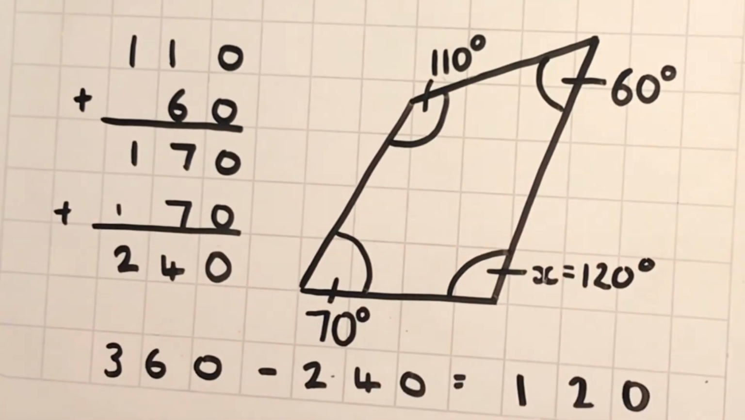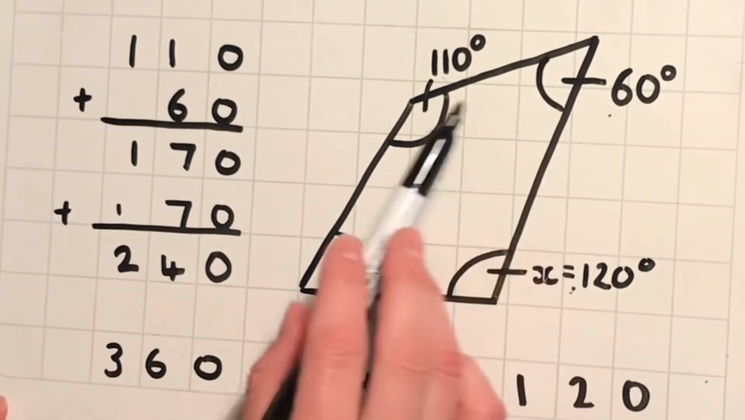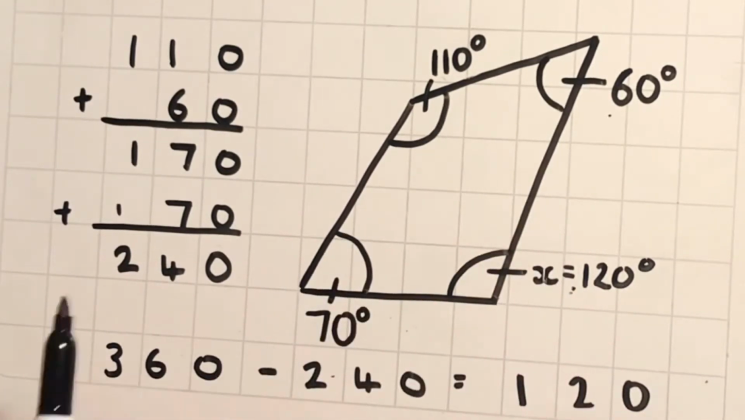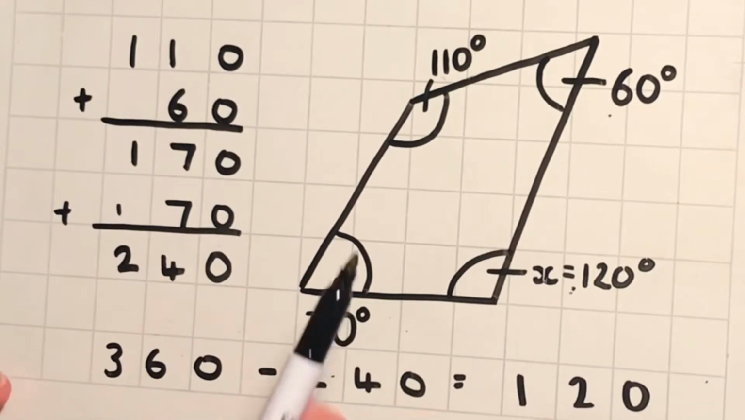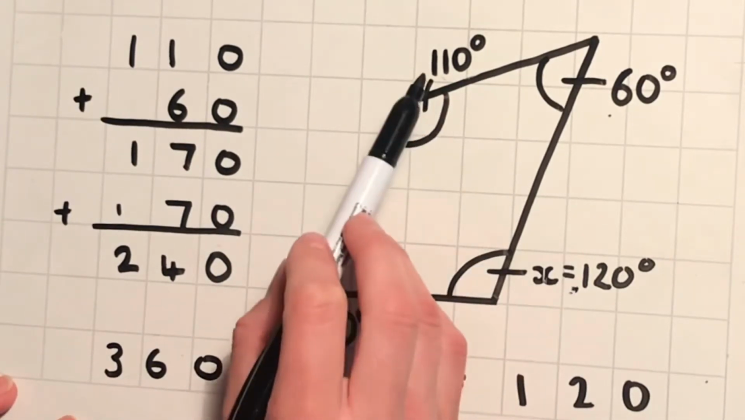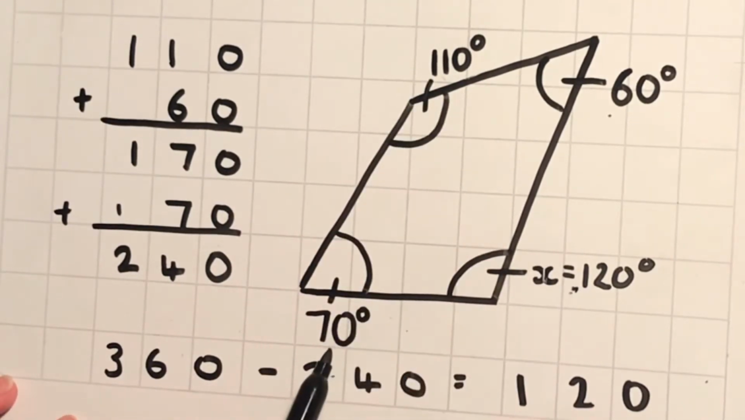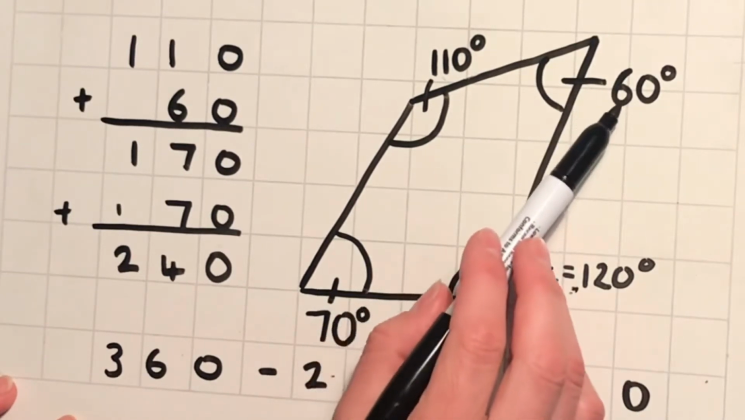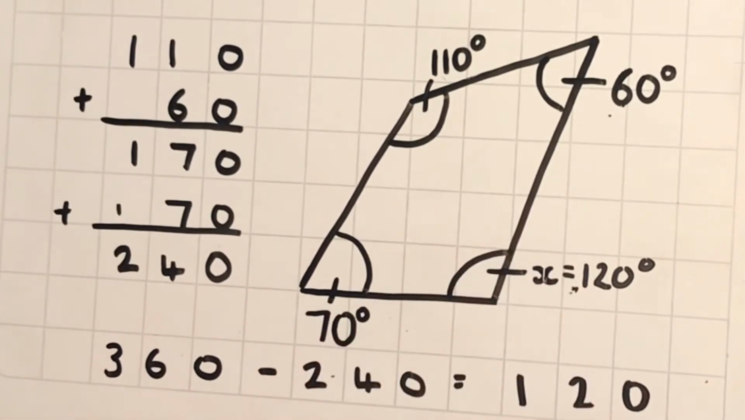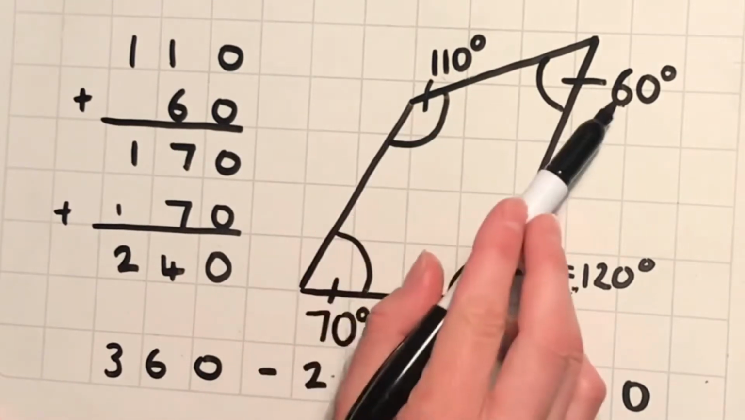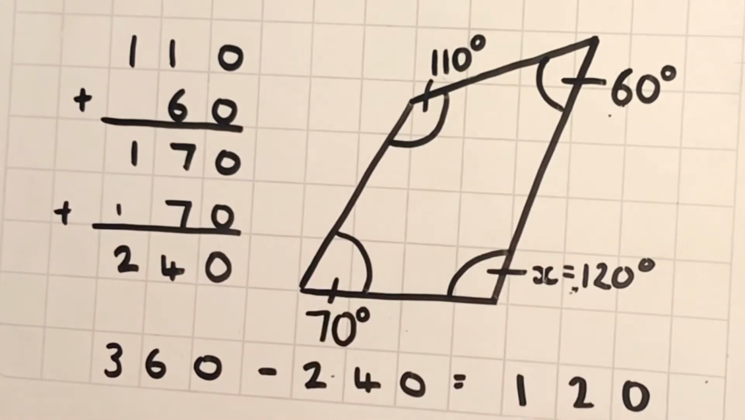If you wanted to check that that was correct, have a look at the four angles and make sure that when you add them together they add up to 360. So that would be 230 plus 70 gives you 300 plus 60 gives you 360. So quick recap, you add together the angles that you already have, you've already been given. You take away the total of those from 360 and that gives you the size of the unknown angle.